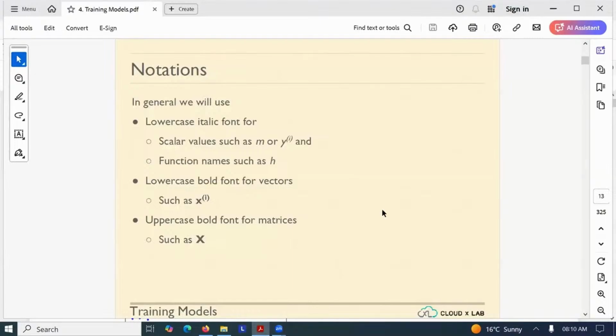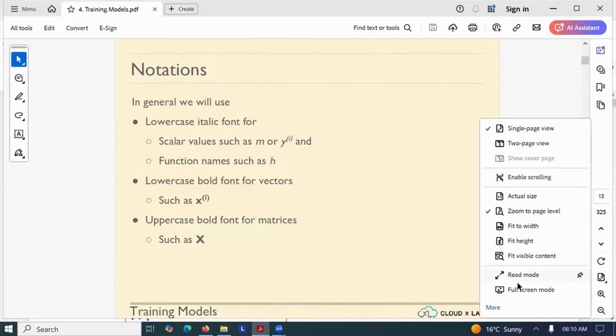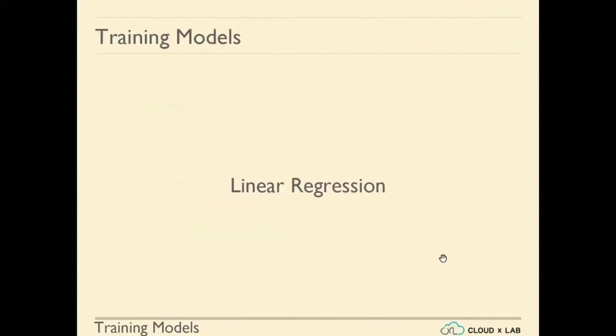In the previous session we discussed some notations that we will use in machine learning, and today we will see how we can train a linear regression model. Linear regression, or the regression problem, we have already seen. In regression, for a given input, our output is real valued. So our job is to predict a real valued output.